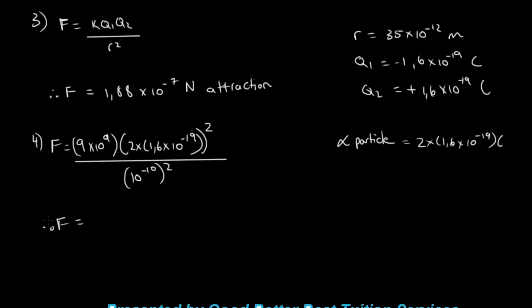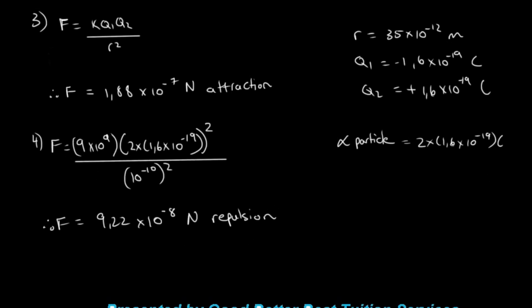The answer that we should have gotten there, rounded off to two decimal places, is 9.22 times 10 to the power of minus 8 newtons. And because they are the same, there's no negative and positive on each and any one of them. They are the same, so there is a repulsive force that occurs at 4.1. Did we all get that?